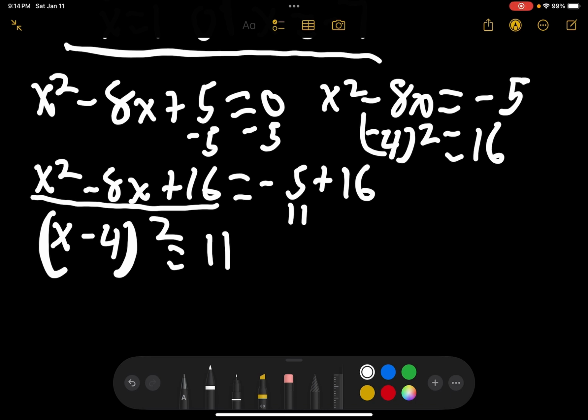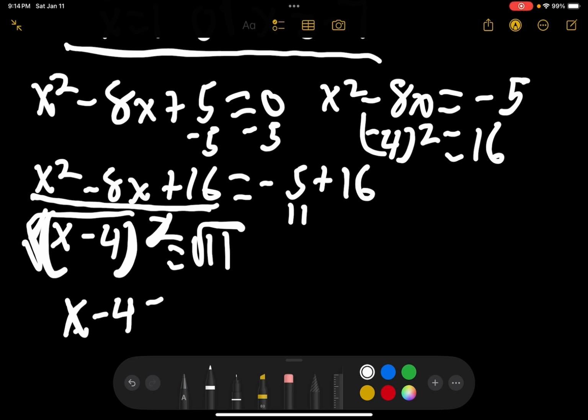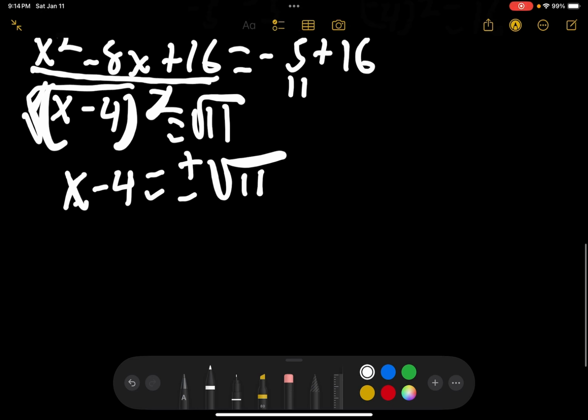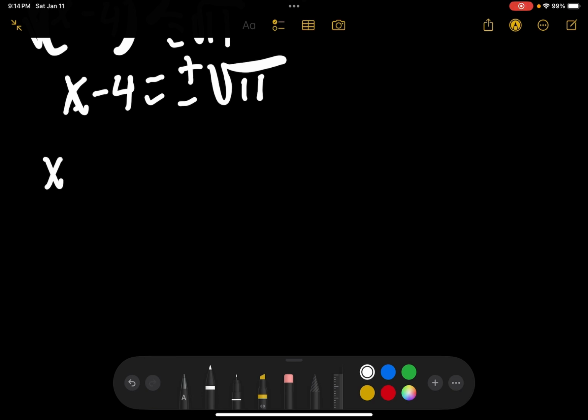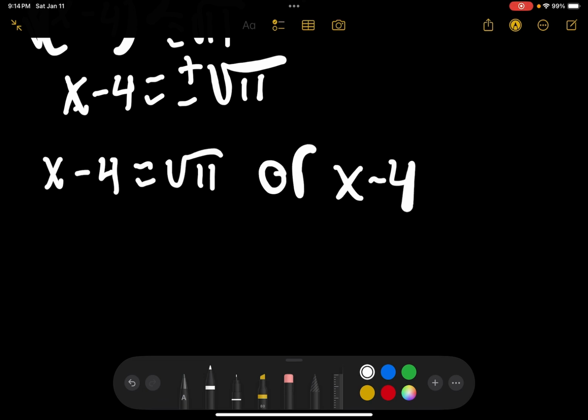All right, so remember this x minus 4 squared equals x squared minus 8x plus 16. So we're going to square root that, which gets rid of this, and ends up being x minus 4 equals plus or minus the square root of 11. So now we got two scenarios. Let me scroll down a little bit. So we got two scenarios: x minus 4 equals positive square root 11, or x minus 4 equals negative square root 11. Plus 4, plus 4.